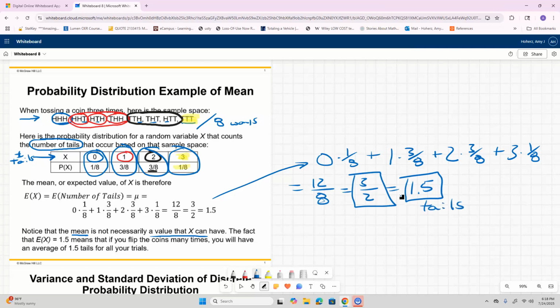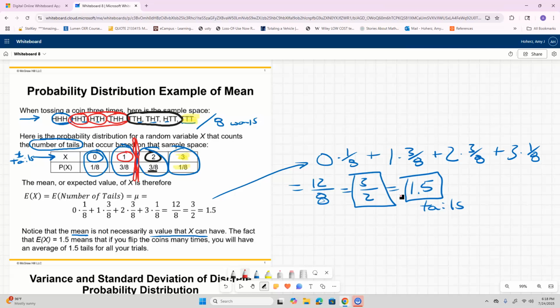But what we're saying, and this one is kind of interesting to look at because it's symmetric, you'll notice that you have a 1/8 chance of getting 0, a 3/8 chance of getting a 1, 3/8 chance of 2, 1/8 chance of 3. It's all balanced out, and you notice it falls right between the 1 and the 2. So you have an equally likely chance of getting below 1.5 as you do of getting above 1.5. Thus, your mean ends up being 1.5. It's right in the middle. But you can't actually flip 1.5 tails.